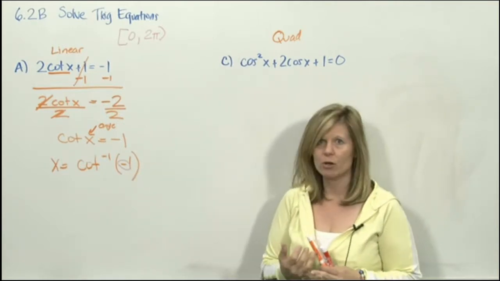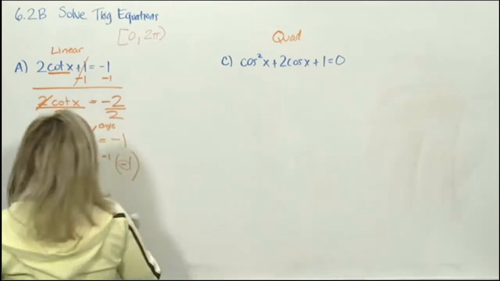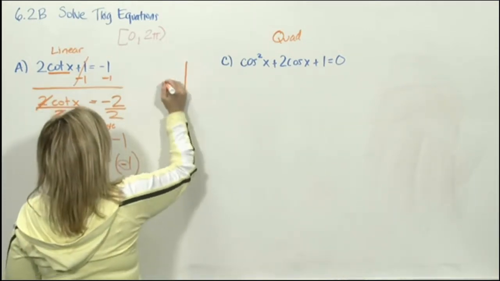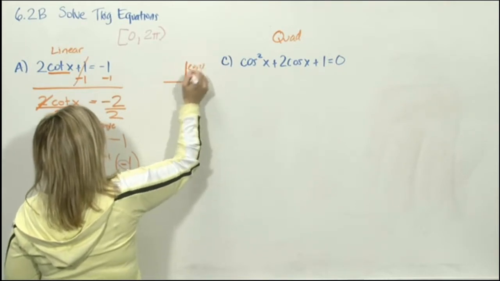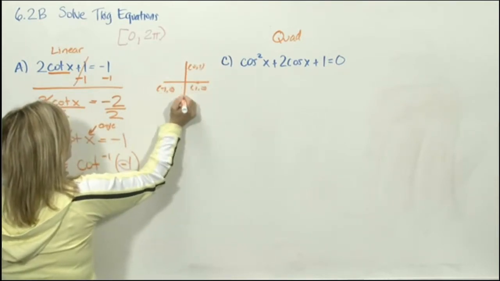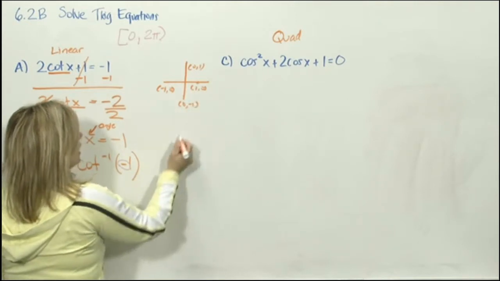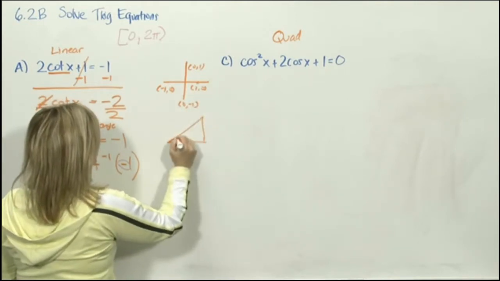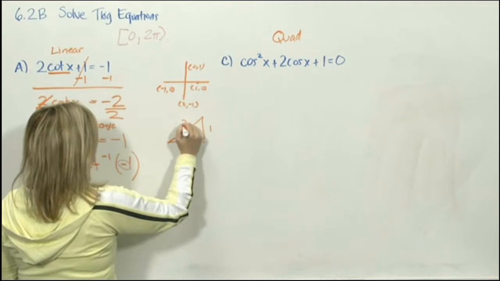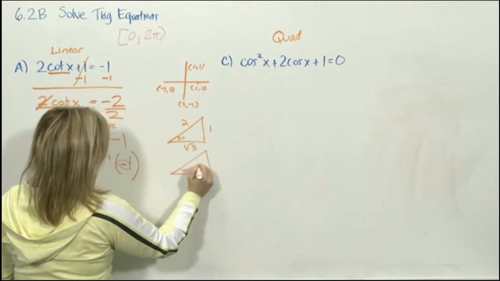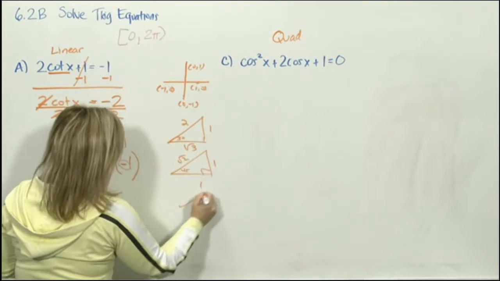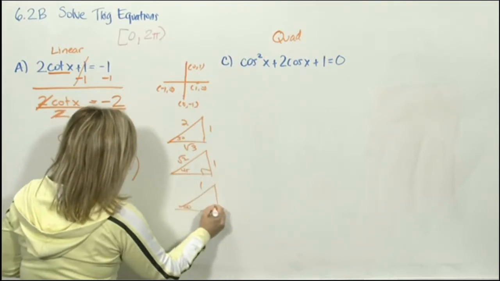All right, well, we have our unit circle. Oh, our buddies, the unit circle. And then I have my 30-degree triangle. I have my 45-degree triangle. And I have my 60-degree triangle.